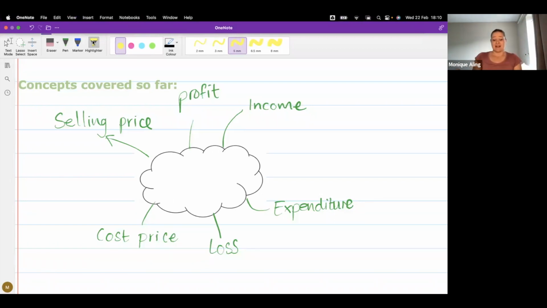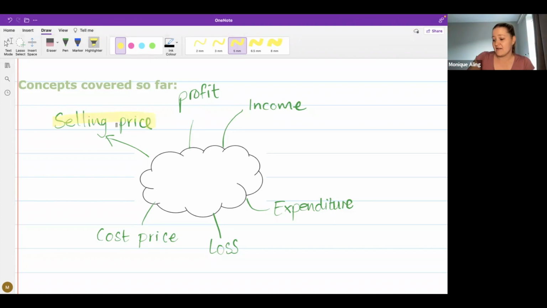So just a reminder, our selling price is the amount we sell something for. And if we are selling something, that means we are making an income. Okay. And if we are making more of an income than expenditures, or our income is more than our expenses, we make a profit. So those 3 work really well hand in hand.